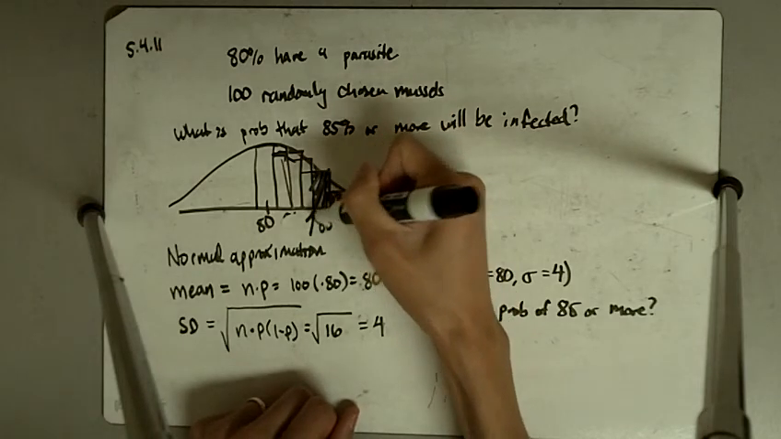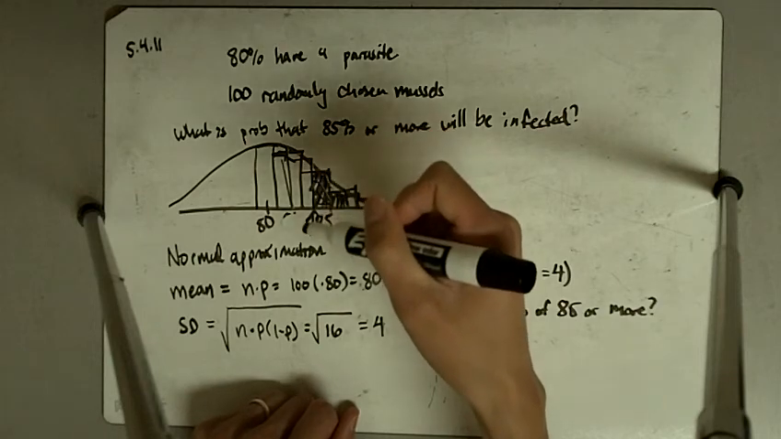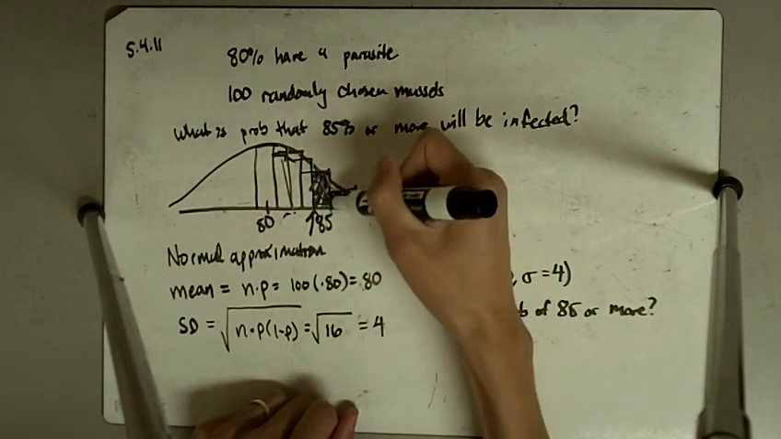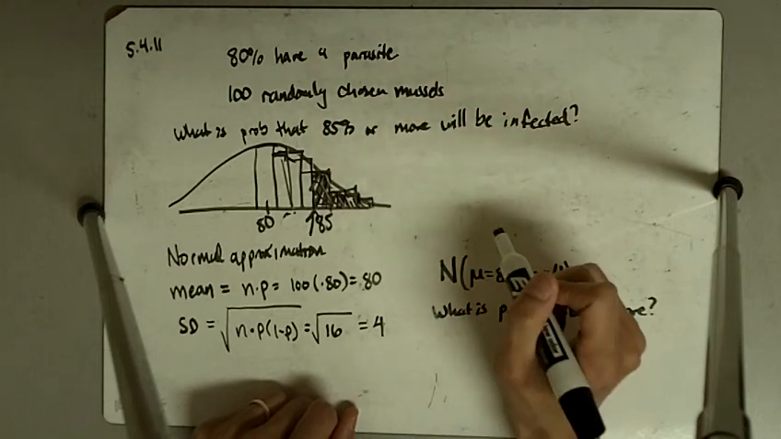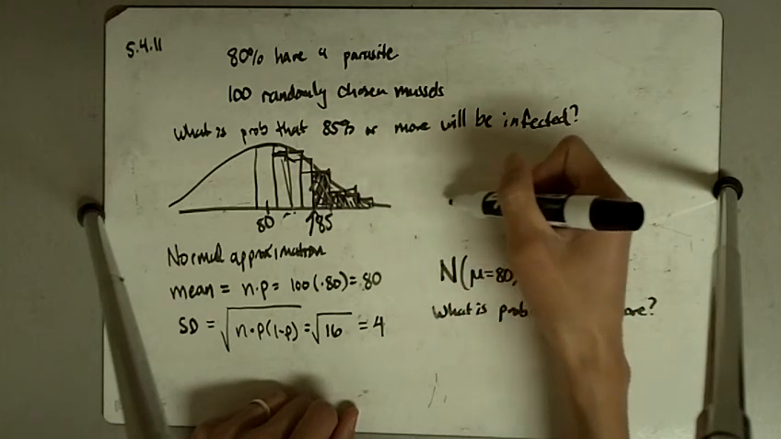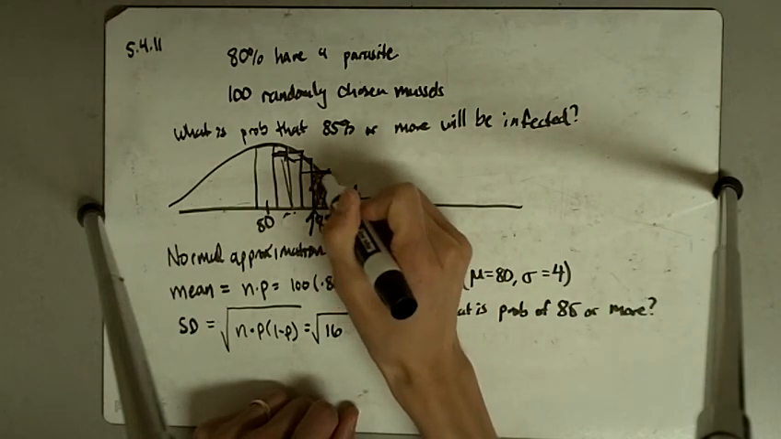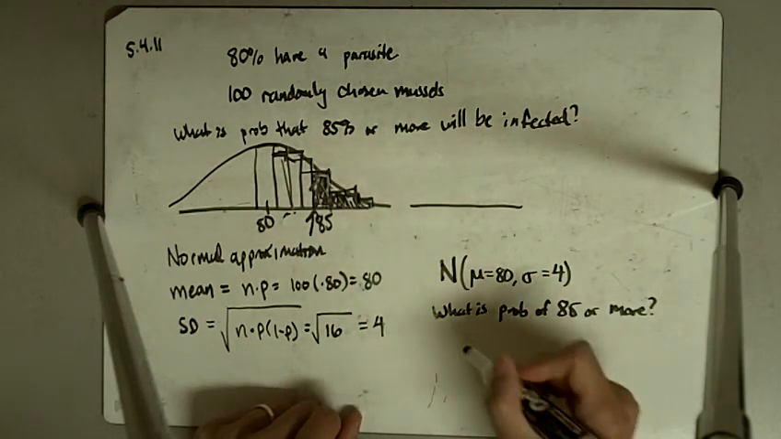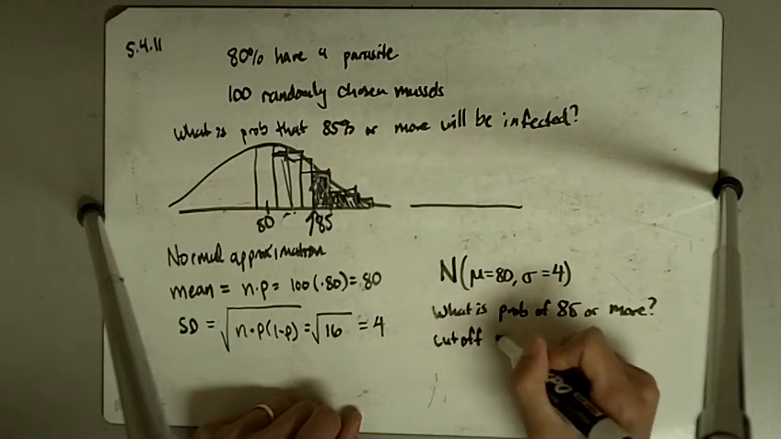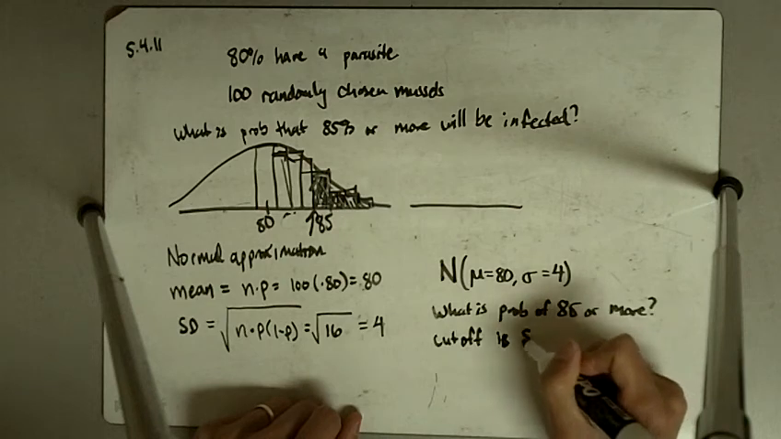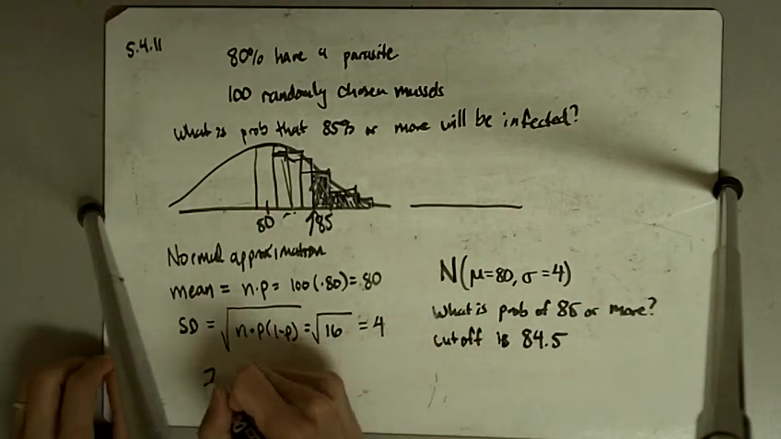Our cutoff is going to be at 84.5 because we're looking at the probability of 85 or more mussels having the parasite. Okay, so our cutoff is going to be 84.5, and that's the continuity correction. So at this point, we figure out our z-score.